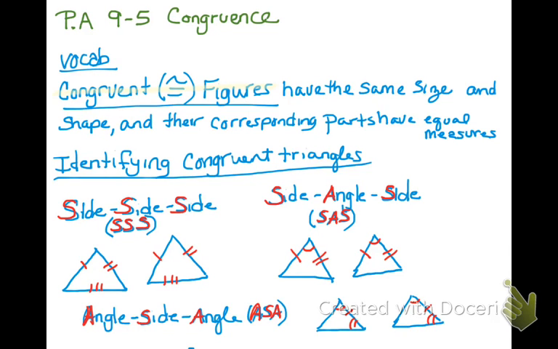Right, today's lesson is about congruence. Most of the congruence we're going to be talking about today are triangles. To be exact, all of it is going to be about triangles. We have some vocabulary you need to know. Congruent, and that sign right next to it is the congruent sign, and it's used for congruent figures. Congruent figures have the same size and shape, and their corresponding parts have equal measures.